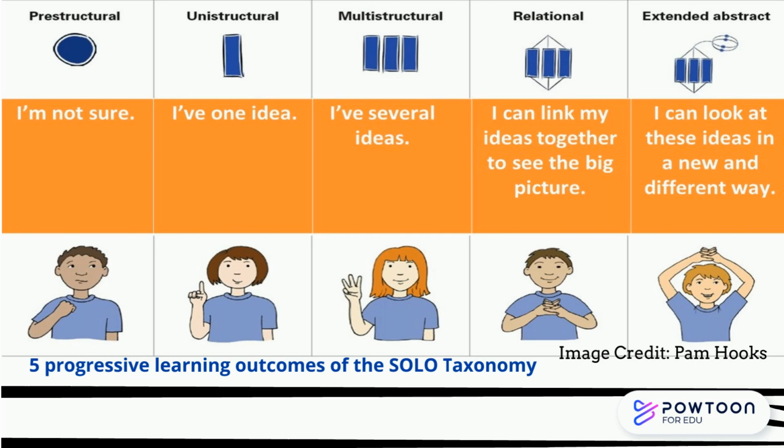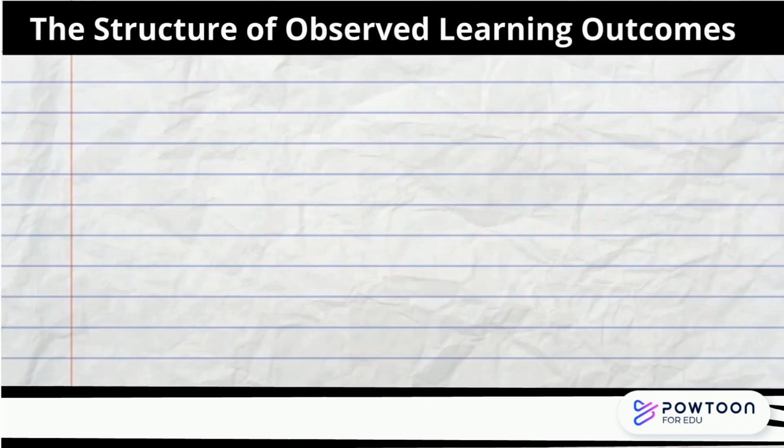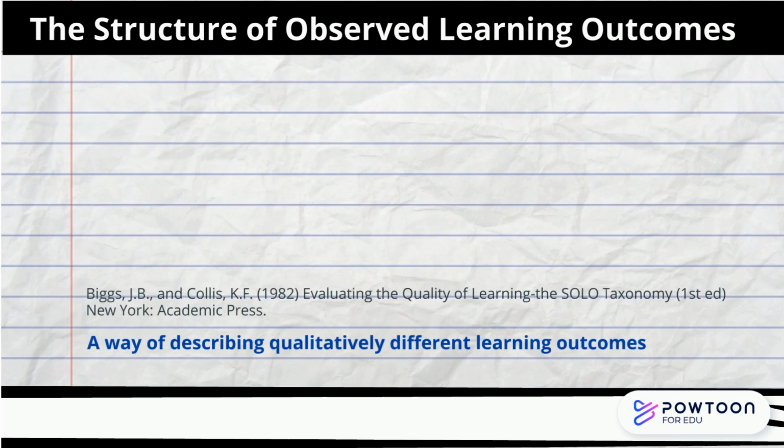Here, we see 5 progressive learning outcomes being depicted in terms of qualitative differences in students' responses. SOLO stands for the Structure of Observed Learning Outcomes. It is a taxonomy developed by Biggs and Collis in 1982 as a way of describing qualitatively different learning outcomes.